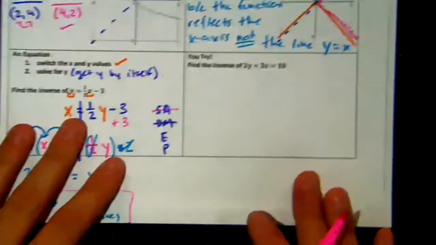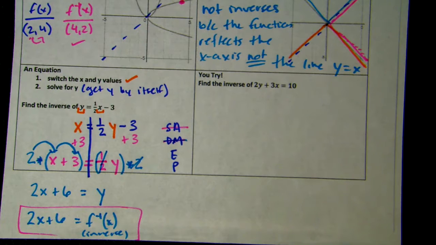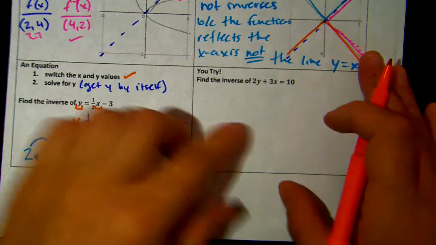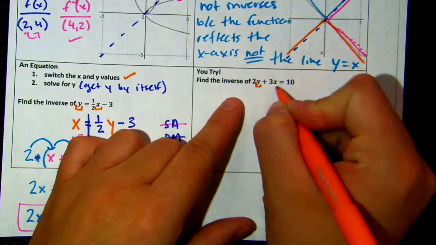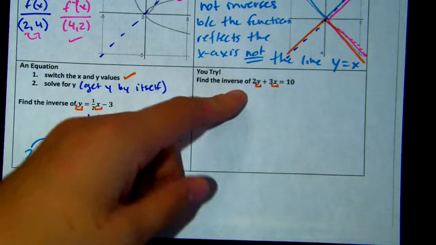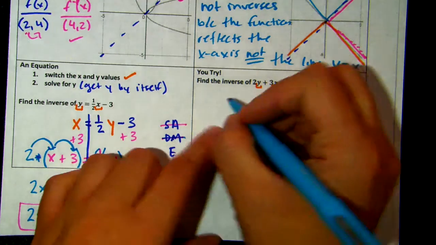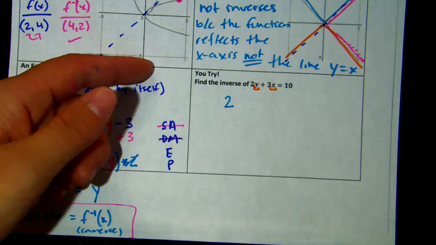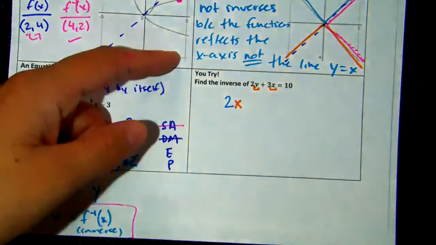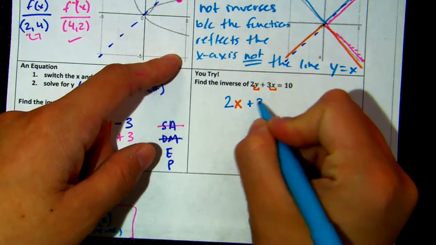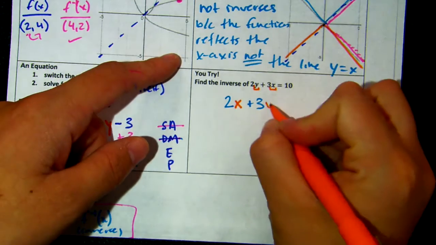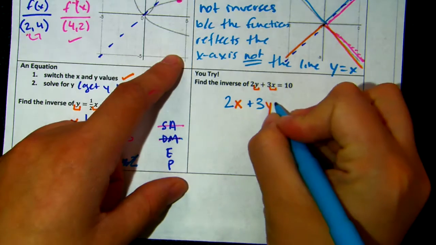Alrighty, very, very last one. Find the inverse of 2y plus 3x equals 10. Again, with inverse, my first step is to always, always, always switch those x and y values. This time, they just happen to be on the same side of the equation. So this becomes 2x plus 3y equals 10.